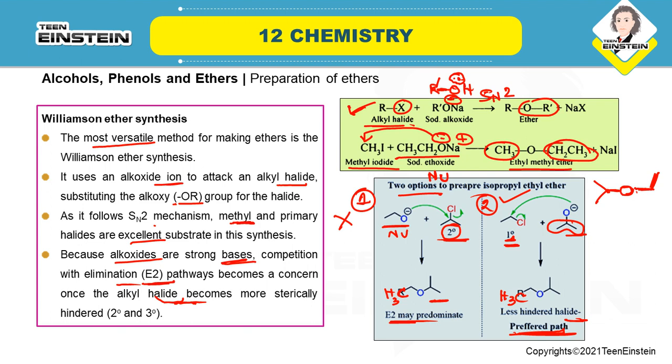So suppose this type of molecule is given and it is asked which combination is better, you have to check which combination to take. Take the combination where the alkyl halide is very simple, either methyl or primary, not 2 degree or 3 degree, because whenever it is 2 degree or 3 degree, there is a chance of elimination reaction, which is obviously not desired.